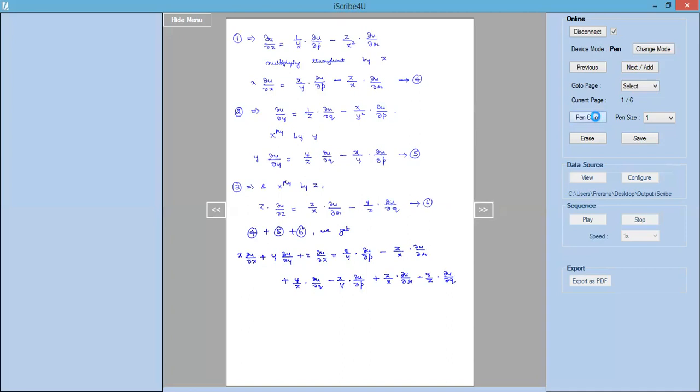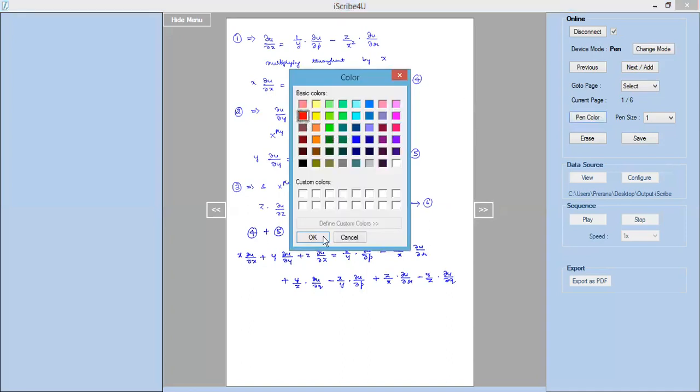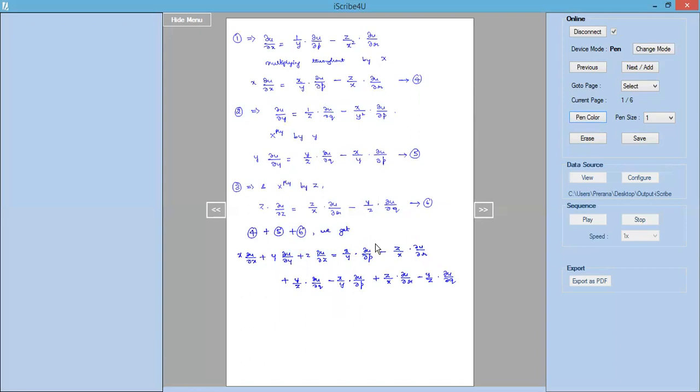So here we observe that the terms are getting cancelled on the right hand side. We have (x/y) ∂u/∂p and there is minus (x/y) ∂u/∂p, so this and this get cancelled. Minus (z/x) ∂u/∂r plus (z/x) ∂u/∂r, these terms get cancelled. Finally (y/z) ∂u/∂q minus (y/z) ∂u/∂q also get cancelled. So the right hand side is equal to 0, which is the required result for us.